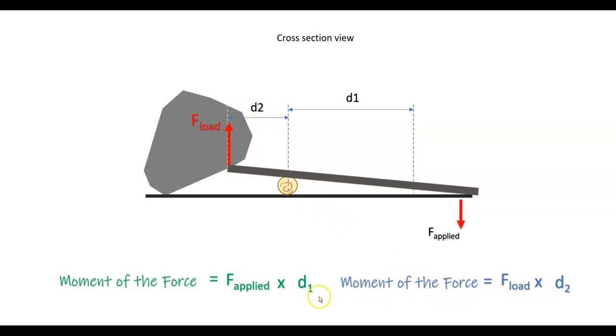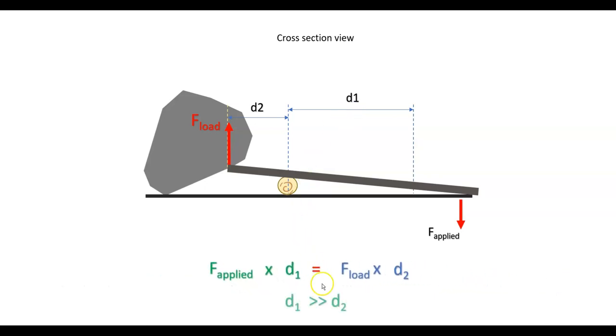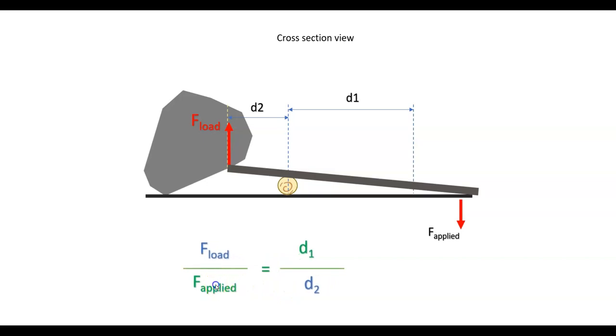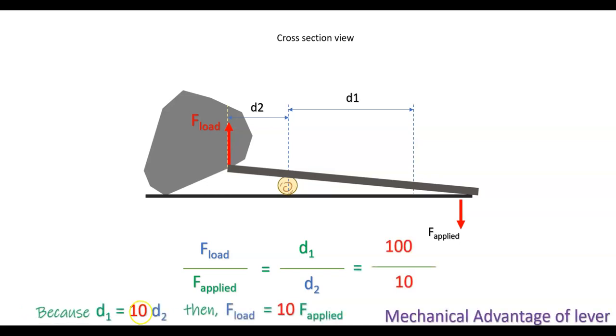These two moments have to be equal because it is the same lever, and hence the turning effect has to be the same. However, because the distance d2 is much smaller than the distance d1, when we rearrange the equation, we will discover that the upward force F load is proportionally larger than the applied force F. In other words, if d1 is 10 times the length of d2, then the force on the load will be 10 times the applied force.